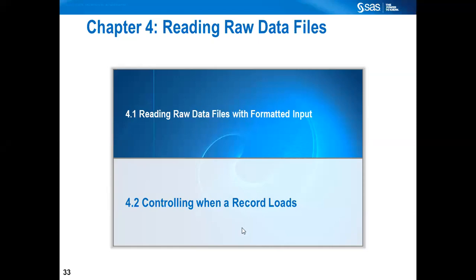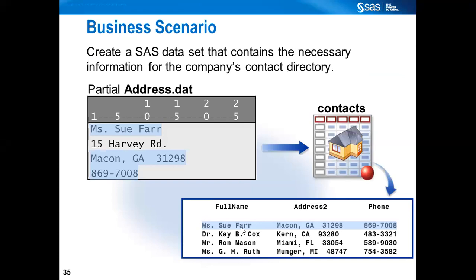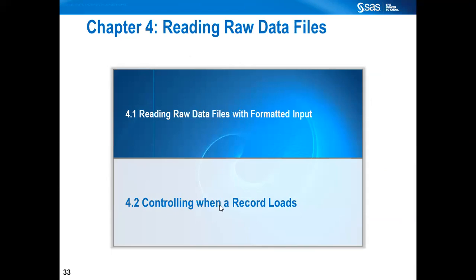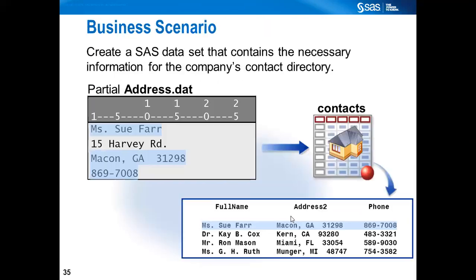Next topic, controlling when a record loads. It will be a topic where for a single observation you have multiple rows. In case you check this data, it's the address for a single person. In your raw file, it's taking 4 lines, but we are going to read it as a single observation. That is why it's called controlling when a record loads. If we check this output, it is skipping this record.